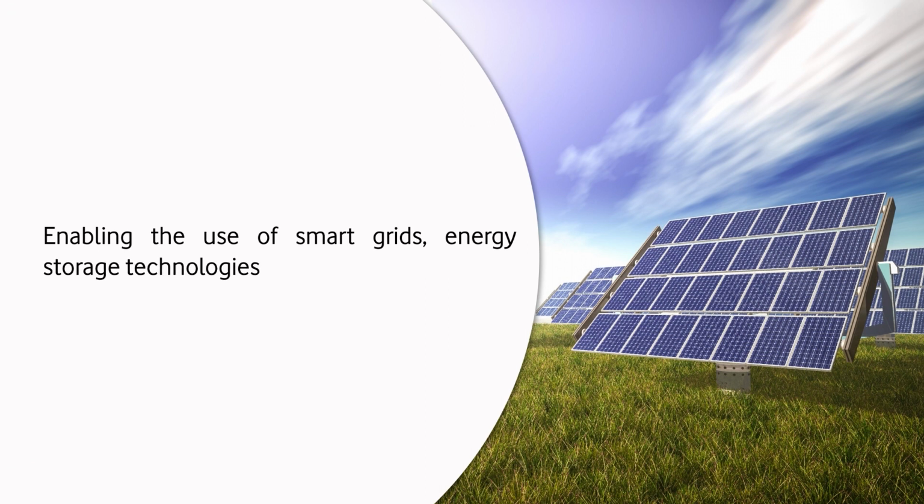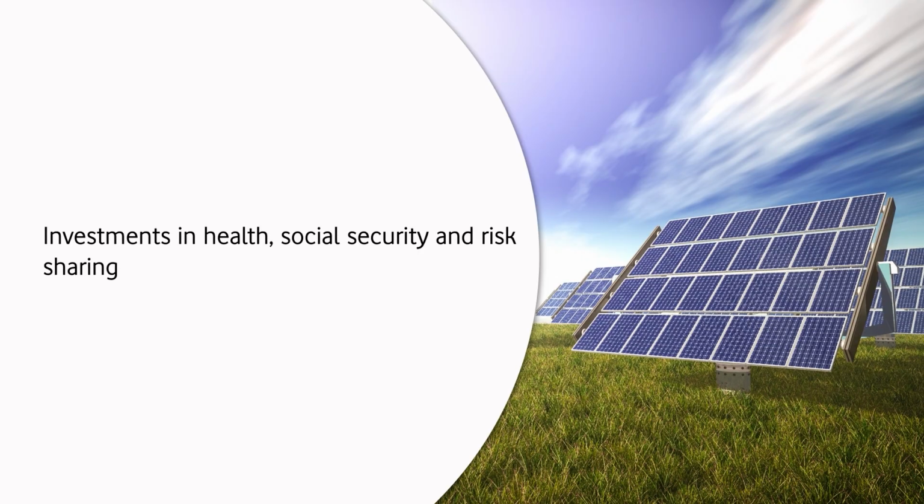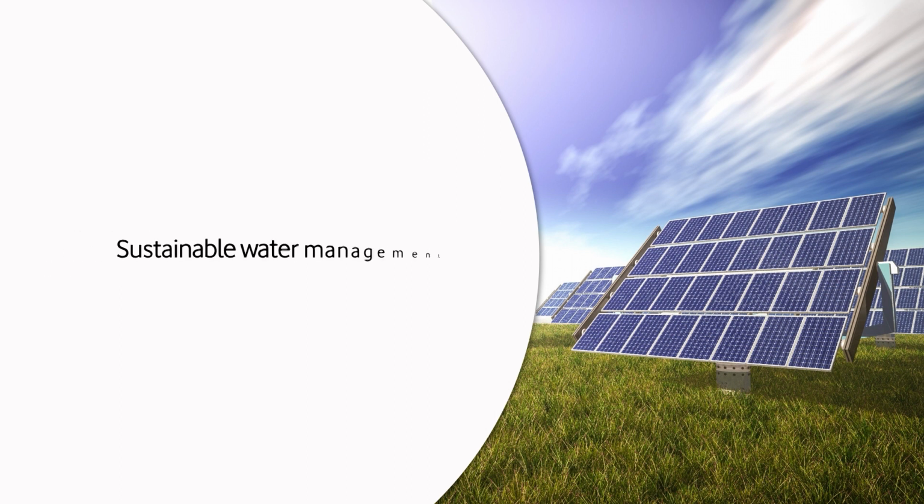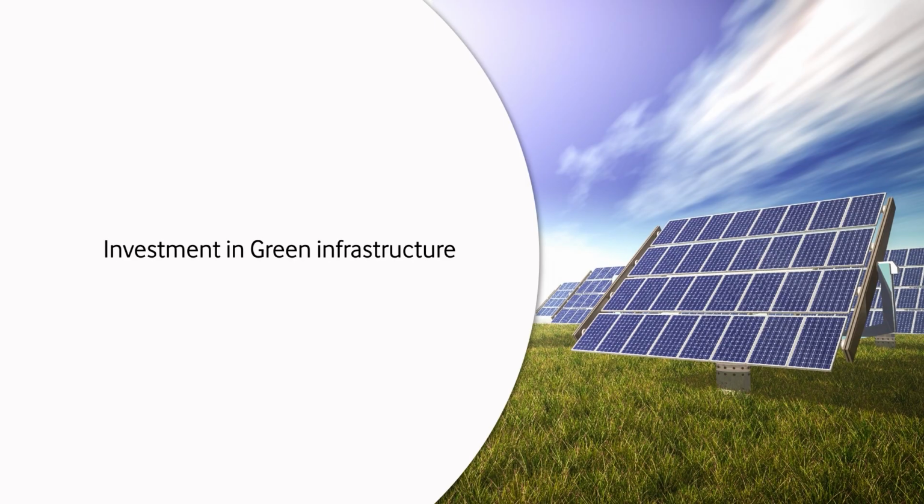Enabling the use of smart grids and energy storage technologies also forms part and parcel of climate mitigation strategies. Investments in health, social security and risk sharing can also be beneficial in dealing with the climate change. Sustainable water management and water conservation, specifically in urban areas and also in the agricultural sector, can effectively help in tackling the water scarcity, and also help in adapting to the climate change. Investment in green infrastructure can also be a very effective tool and strategy to deal with the climate change.